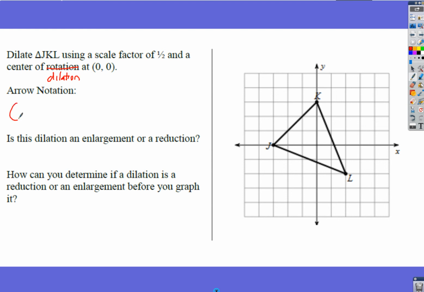So in arrow notation, I start off with every x, y, arrow. What's the scale factor? 1/2. So we're going to have 1/2 of an x and 1/2 of a y. That's the rule. 1/2 times each x, 1/2 times each y. Look at the scale factor. Is 1/2 in between 0 and 1, or is it greater than 1? It's what? Harvey? Yeah, it is between. So it's going to be an enlargement or reduction. It is a reduction.